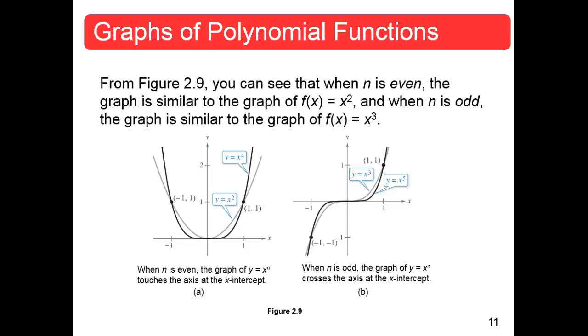Okay? Here's what they're saying. When n is even, the graph of y is equal to x to the n touches the axis at the x-intercept, which here happens to be 0, 0, but doesn't cross. It touches it and goes back in the same direction. When it's an odd function, when n is odd, then it goes up, touches it, and then crosses it. Okay? So it does cross the y-axis.